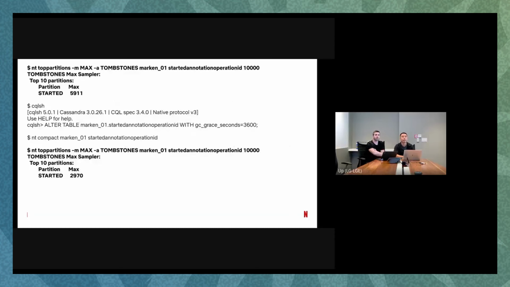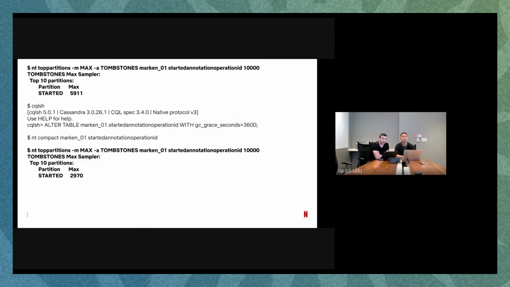Here's a quick example of how we use this. This is using the 3.0 top partitions because it's from a real production incident. This is something I actually ran at one point. But in 4.1 and above, or in the newer releases of Cassandra, this would be profile load instead of top partitions. In the first one, you can see that we're getting a count of the tombstones that are there.